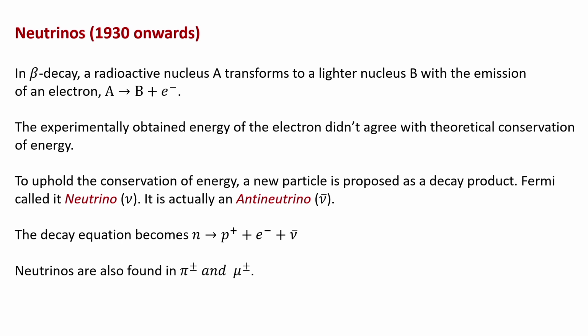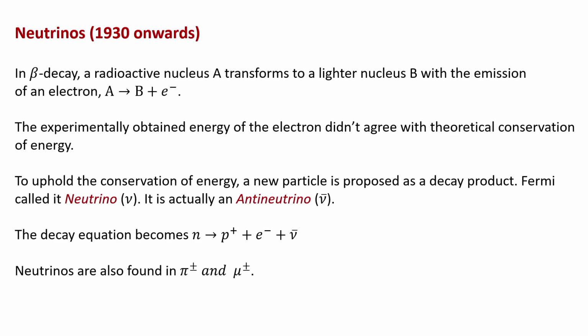Then there were neutrinos, which were discovered from 1930 onwards. In beta decay, as we have briefly talked about earlier, a radioactive nucleus transforms into a lighter nucleus with the emission of an electron. So, that is the equation, A going to B plus e minus, and of course B has to have one more positive charge than A to account for charge conservation.